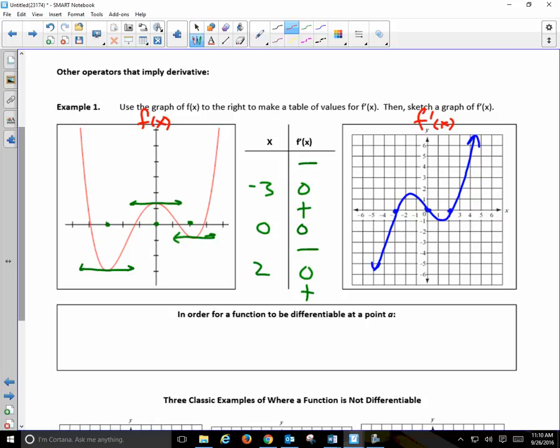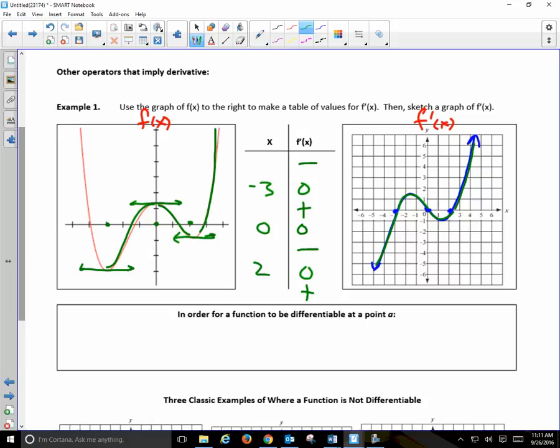Now, I'm going to sketch it again in green so you can understand. Is the value of this function right here positive or negative? It is negative, and as you can see, the slope of this is negative. Is the value of the function here positive or negative? As you can see, the slope is positive. Again, it's negative. Slope is negative. Value of the function is positive.